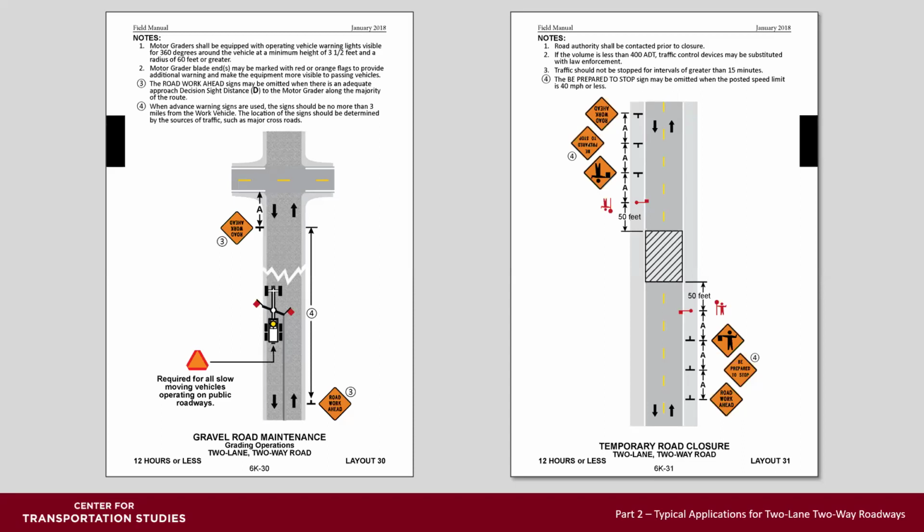Layout 31 is temporary roadway closure, and you notice at the bottom it's 12 hours or less to set up that traffic control. But be careful because the time limit for stopping vehicles is 15 minutes. So you have to open up that roadway. So this is used temporarily for running wires across a roadway, putting in an overhead bridge or something of that nature where things can be done in 15 minutes or less. Also note that if the volume is less than 400 vehicles per day, law enforcement may be used to control traffic without the need for the advanced signing.